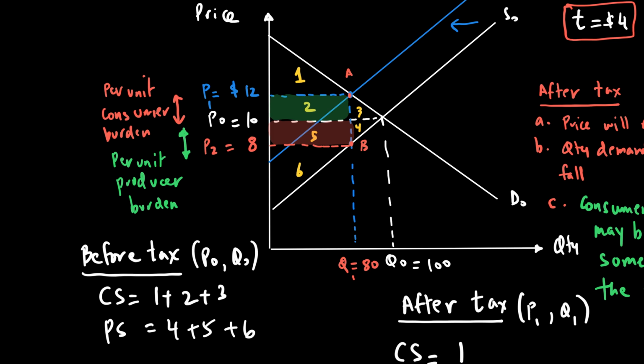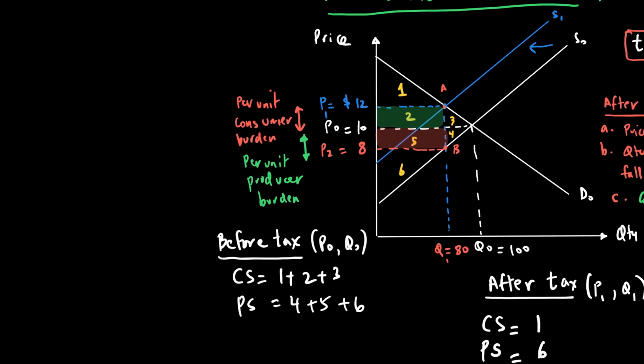If the consumer previously was paying $10 and is now paying $12, this means $2 is now being paid by him. And $2 times 80 would be this area. So the tax paid by the consumer will be P1 minus P0 times quantity Q1, which is area 2. Similarly, the producer is paying $2, which is P0 minus P2, which is $2 times Q1, which means area 5 is the producer burden of the tax.